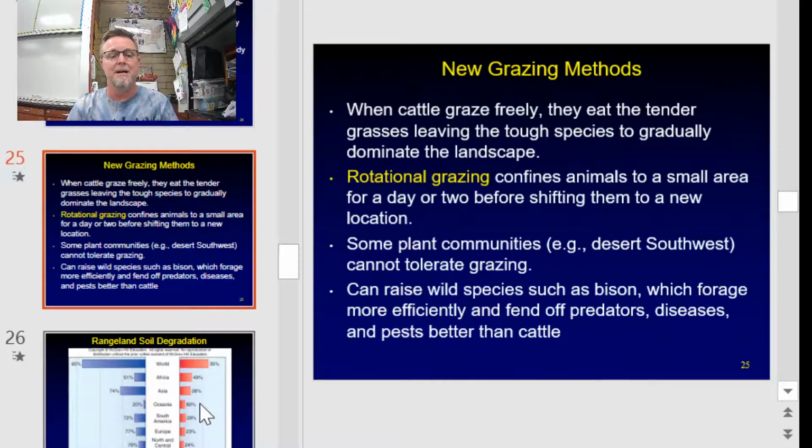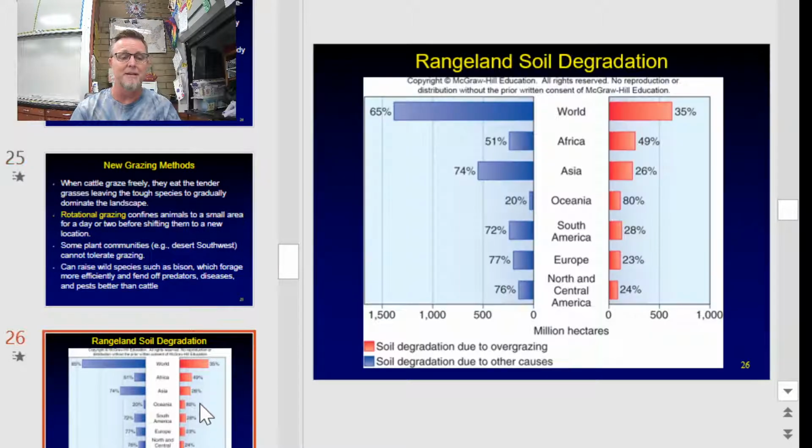Rotational grazing confines animals to a small area for a day or two before shifting them to a new location. This can actually be beneficial, right? Because you're going to push them to keep them moving rather than just stand there and eat until you're happy, right? Some plant communities, like in the desert Southwest, well, they can't tolerate grazing at all, but yet cattle are put out there anyway. We can raise wild species such as bison, which actually forage more efficiently than cattle do and can protect themselves from predators, disease, and pests better than cattle if we wanted to improve our grazing strategies.